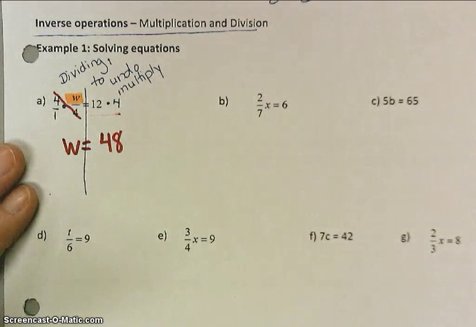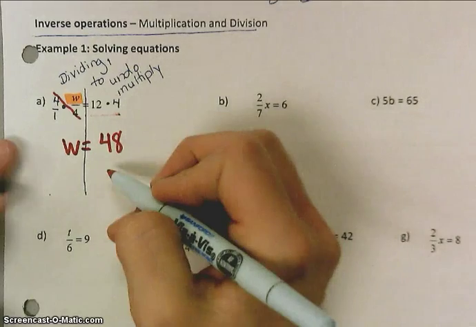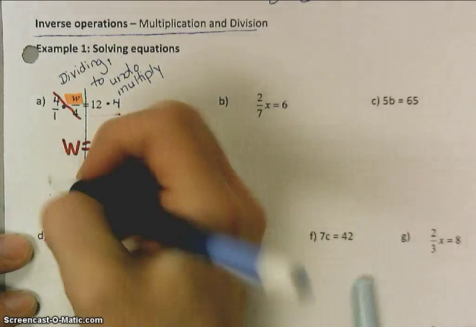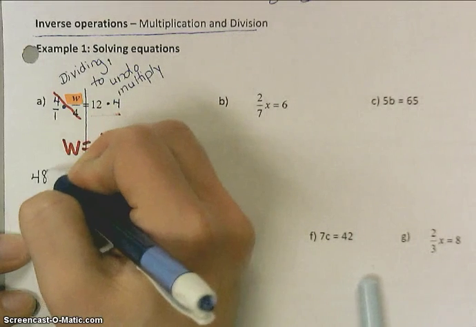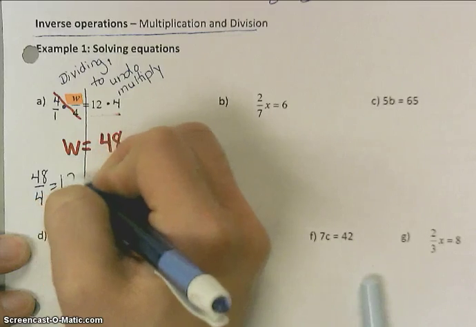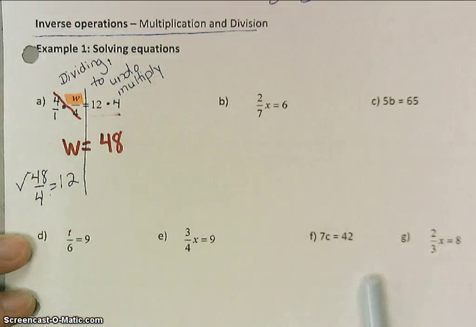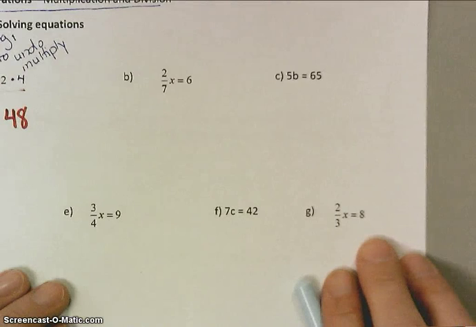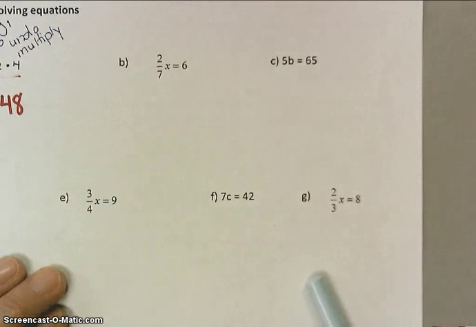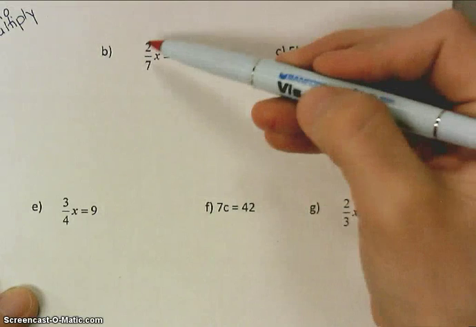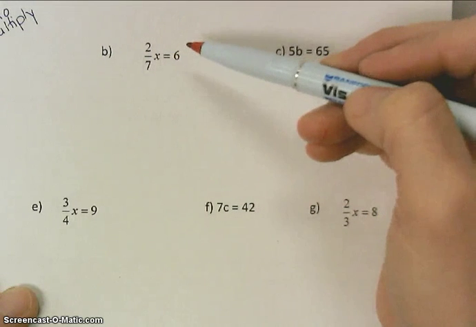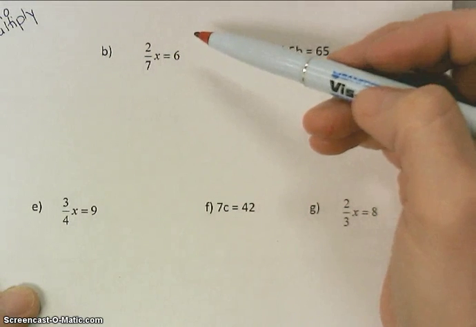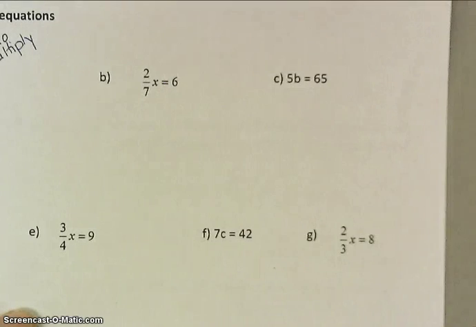Once again, if we plug it in to do our check, I ask, is 48 divided by 4 equal to 12? Yes, it is. So I got that right. Let's look at B now. This tends to be the trickiest one.